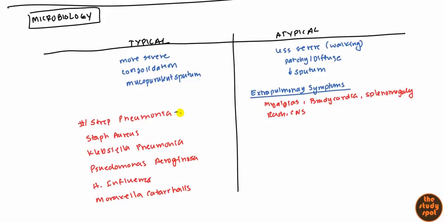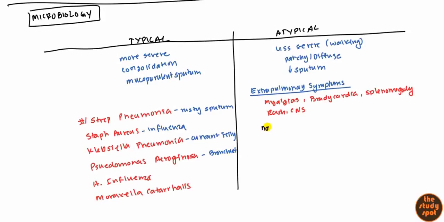I'm going to go over, real briefly, some distinguishing features. Strep pneumoniae is associated with rusty sputum, whereas Klebsiella is associated with currant jelly sputum, which is a very thick type of sputum. Staph aureus is very commonly associated with influenza. Pseudomonas is associated with bronchiectasis and other types of lung diseases.